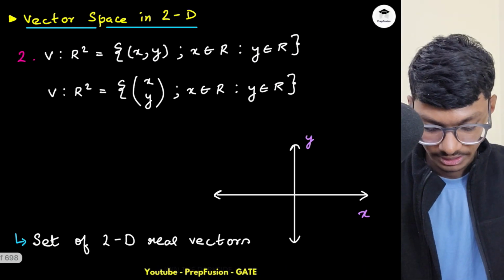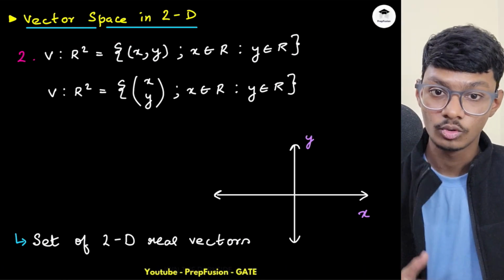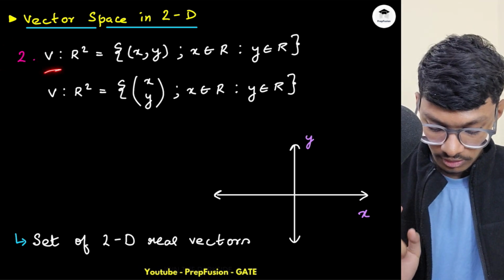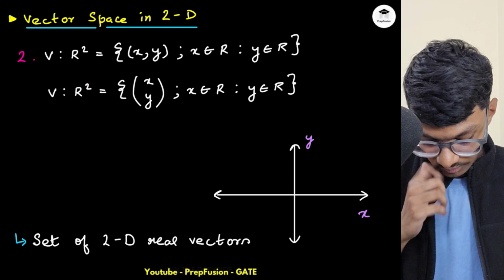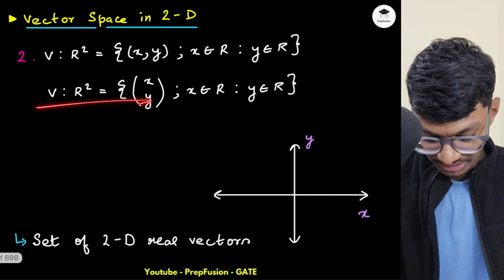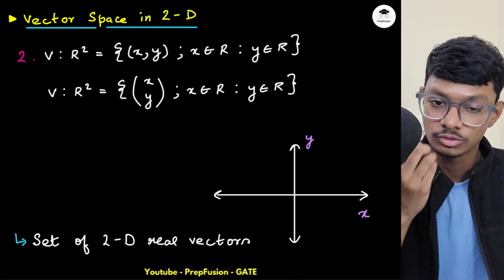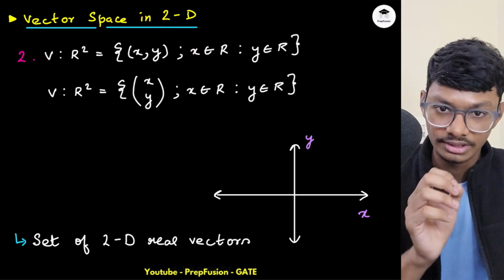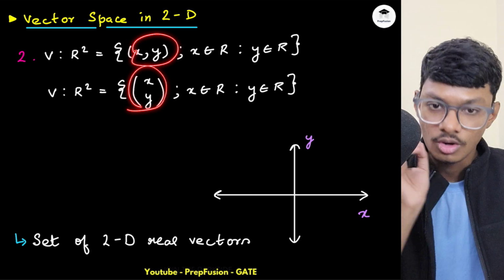Now let's understand vector space in 2D. For 2D, we have already done this example, right? This was the same example itself. I want to show you visually what this means. So let's take a few examples. This can be written in row format or in column format, both are the same.